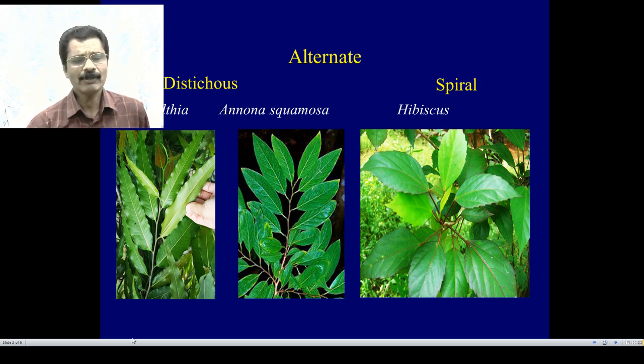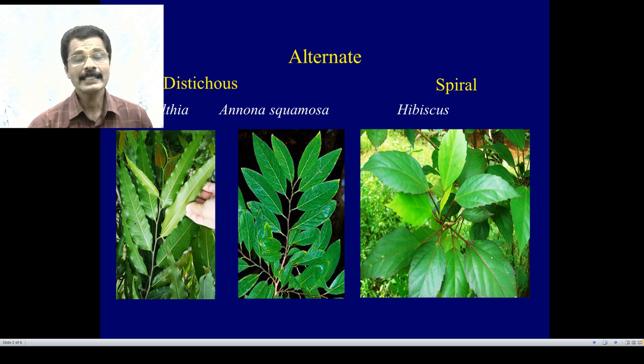What is alternate phyllotaxy? In alternate phyllotaxy, a single leaf arises at each node, arranged in an alternate manner. As in the case of Polyalthia longifolia and Annona squamosa, custard apple, a single leaf arises at each node. They are arranged in an alternate manner, but they are placed in a single plane. This type of alternate phyllotaxy is called alternate distichous.